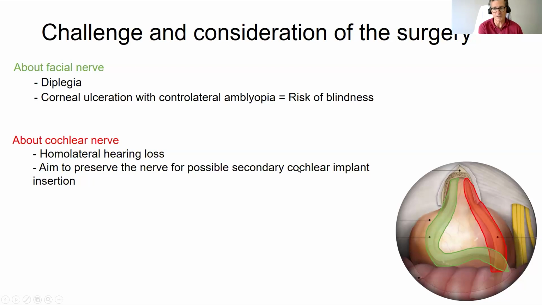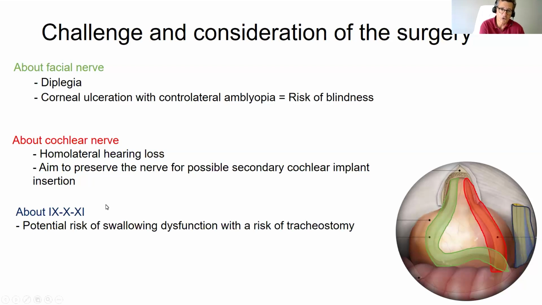For the cochlear nerve, the goal is to preserve the nerve, eventually for a cochlear implant later on or during the surgery, but you have to preserve electrically the nerve. So it's difficult to preserve the nerve, even if the patient will not keep any hearing. If you are able, it's good to preserve the nerve.